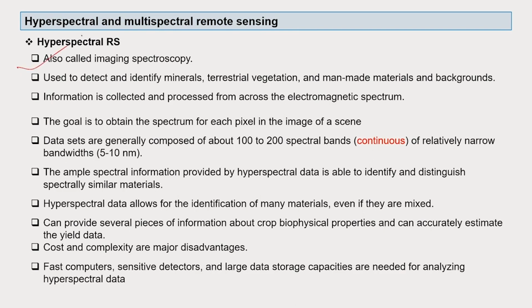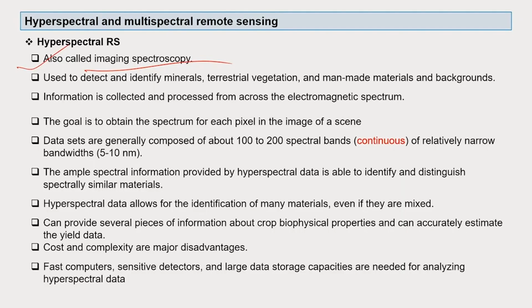Hyperspectral remote sensing, also called imaging spectroscopy, is often used to identify different kinds of minerals, vegetation, and forest cover. The information collected through hyperspectral remote sensing is processed from across the entire electromagnetic spectrum. The goal is to obtain the spectrum for each pixel in the image of a scene, meaning an area that it captures.